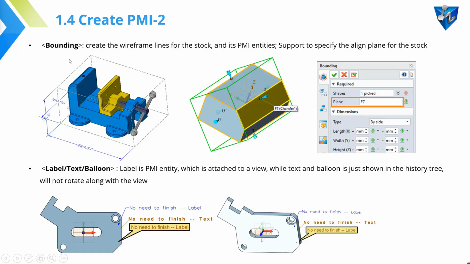And also for the boundary, this is only available in the PMI. We can create the wireframe lines for the stock and also its PMI entities, the dimensions.